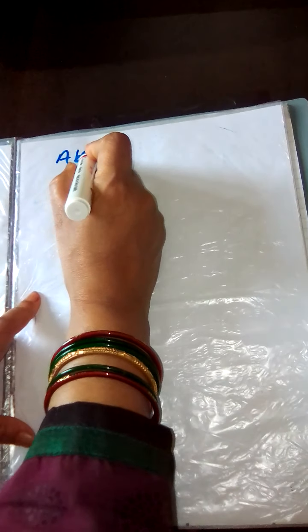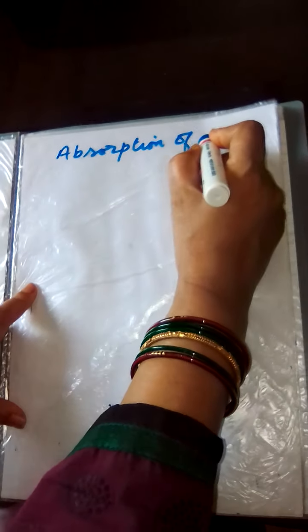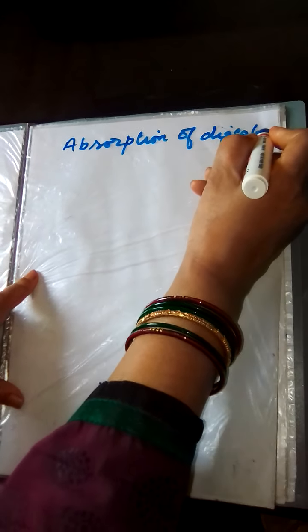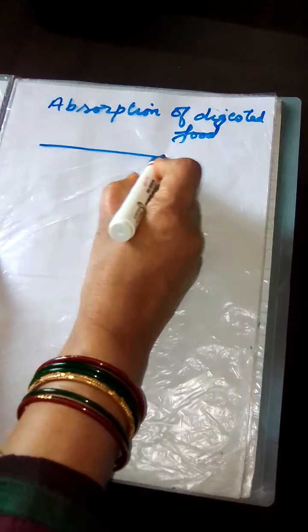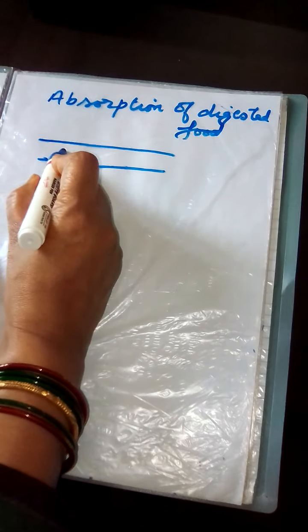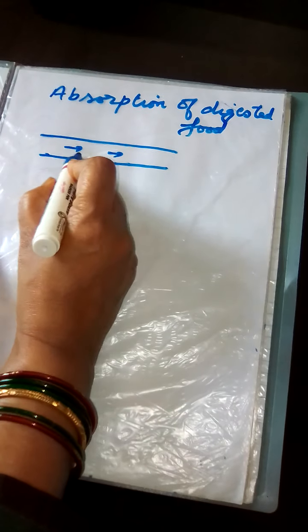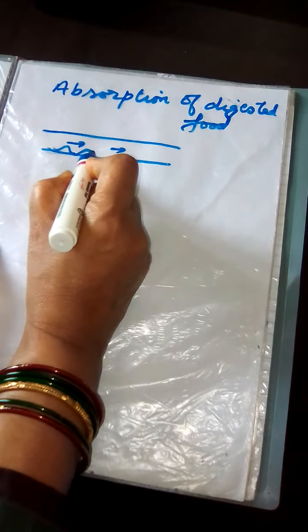Okay, now let's see absorption of digested food. Where does it occur? What I said, small intestine. Suppose this is the small intestine, and this is the lumen, in this direction food is passing. This inner wall of the small intestine is thrown into finger-like folds. What is this finger-like fold called? Villi. Okay, it is thrown into finger-like projections called villi.